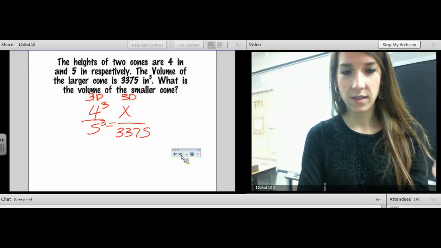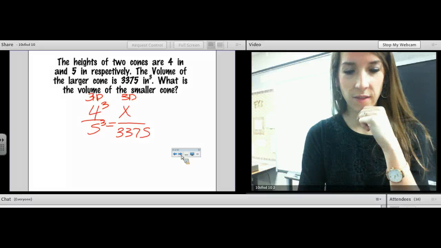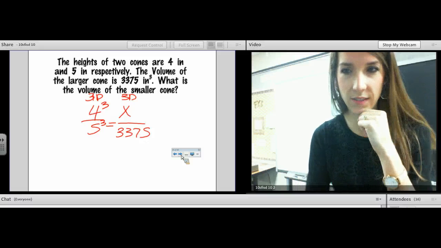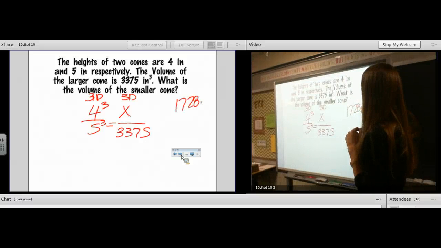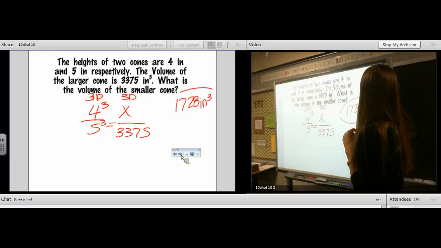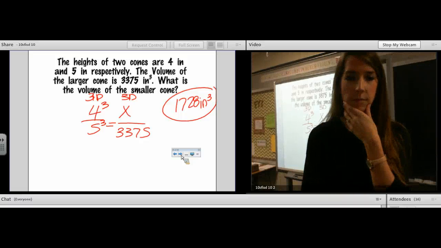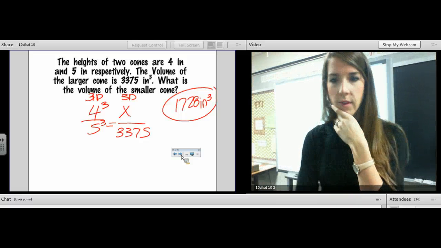1,000. Come on, guys. What is it? 1,728. Very good. Cubic inches. Okay?